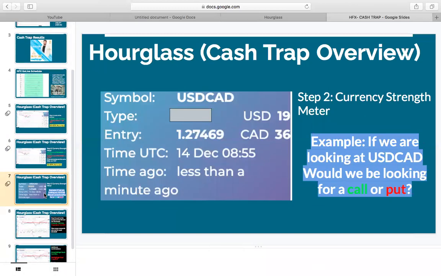Now, this is an example. If we are looking at USD CAD, will we be looking for a call or a put? Keep in mind, this is the currency strength meter right here. This is the primary currency, and this is the secondary currency. If we was to look at this, y'all let me know in the chat. What are we looking for, a call or a put? Cool. So y'all already starting to catch on.